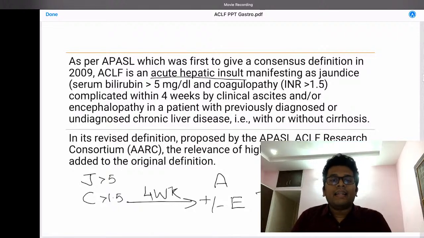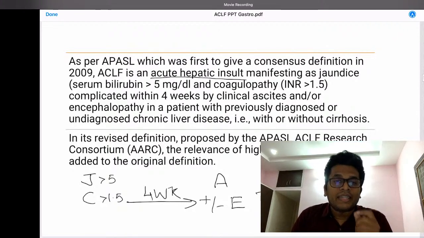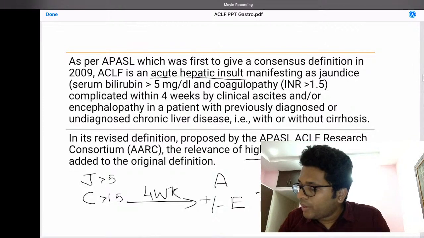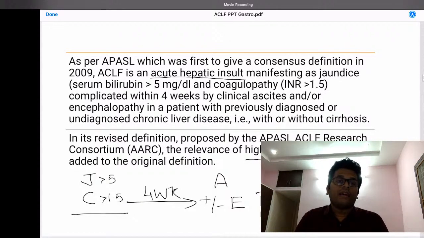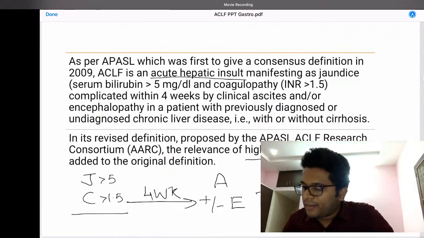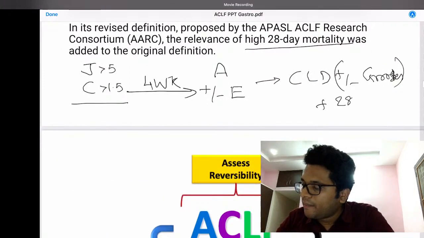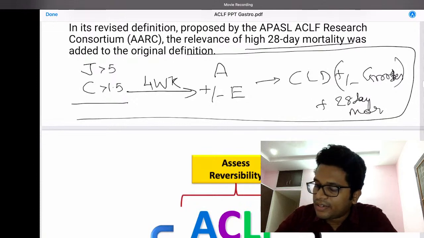It is later that they added one more element to the definition, which is a high 28-day mortality. So a high 28-day mortality was added to the original definition later. So the definition includes jaundice more than 5 with coagulopathy more than 1.5, complicated within 4 weeks by ascites and/or encephalopathy in a known case of chronic liver disease, which can be with or without cirrhosis, with a high 28-day mortality. So this is the definition. I would not want to go into more definitions. If you are clear with this definition, that is more than enough.